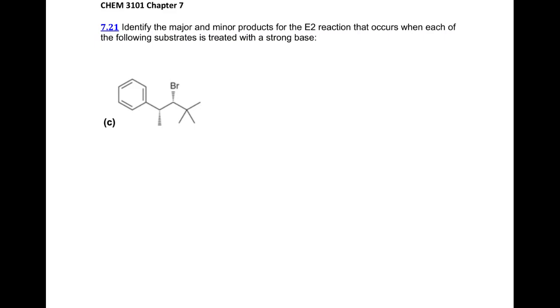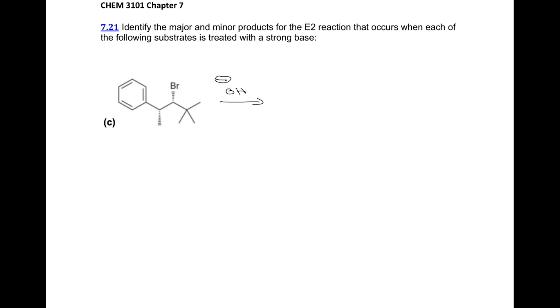Okay, let's take a look at question 7.21, and I want to take a look at C. Here it says, identify the major and minor products for the E2 reaction that occurs when you treat this substrate with a strong base. So it could be any strong base. We could choose hydroxide or ethoxide.